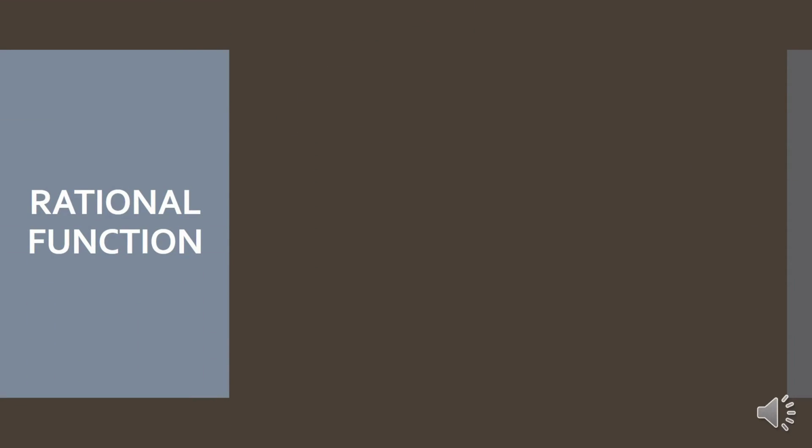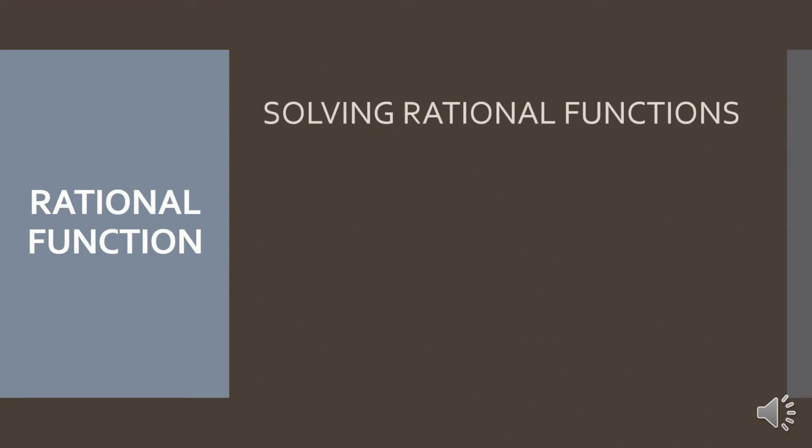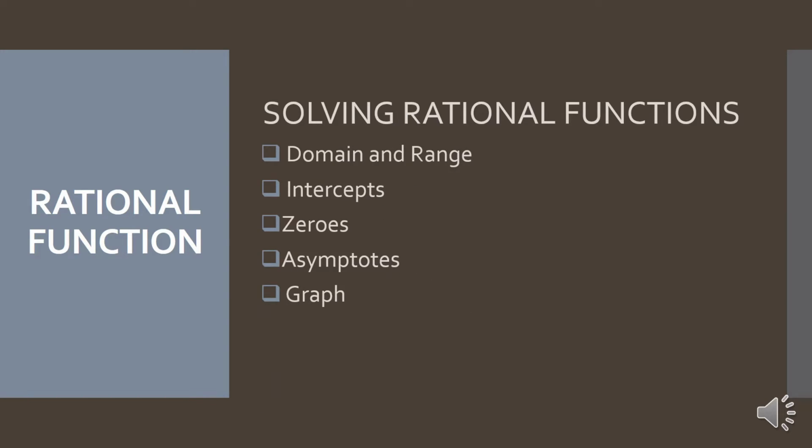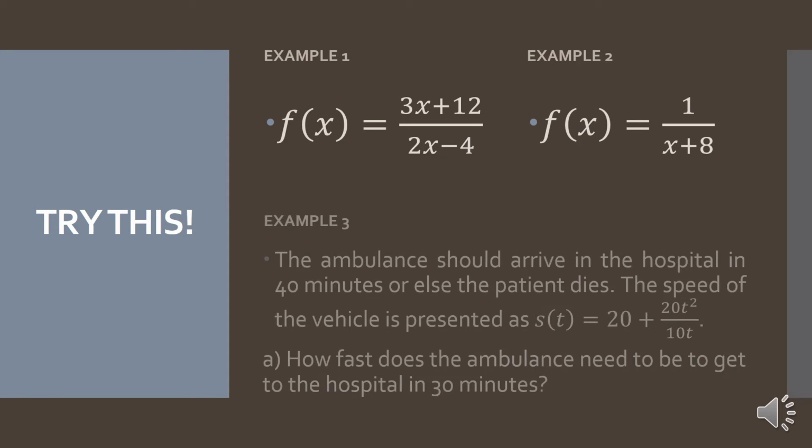How do we solve rational functions? In solving rational functions, we need to find the following: the domain and range, the intercepts, the zeros, the asymptotes, and the graph. Here are some examples of rational functions that we are going to solve.